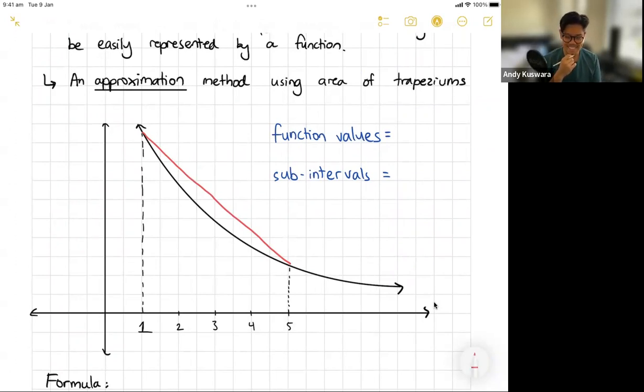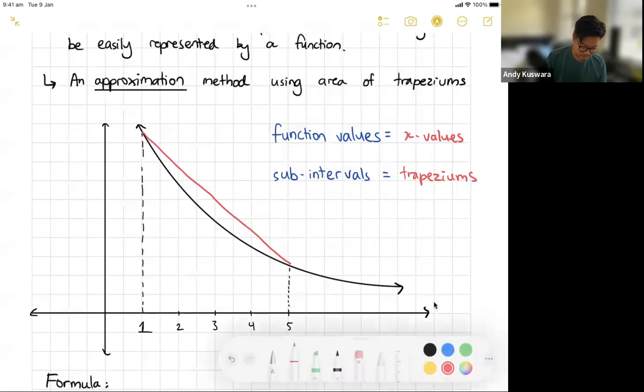Function value. A function value is basically, we talk about the number of x values. But if we talk about subintervals, then we're talking about the number of trapeziums we're dealing with. So just remember that as a basic rule of thumb. If they say function values, I'm looking for the number of x values that we use. And if we're talking about subintervals, I'm talking about how many different trapeziums we could use.